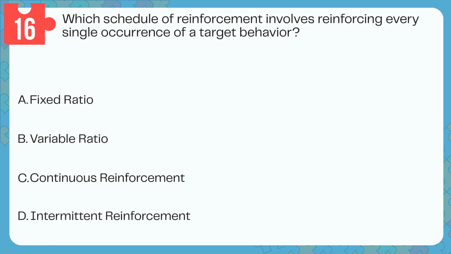Question 16. Which schedule of reinforcement involves reinforcing every single occurrence of a target behavior? A. Fixed ratio. B. Variable ratio. C. Continuous reinforcement. D. Intermittent reinforcement.